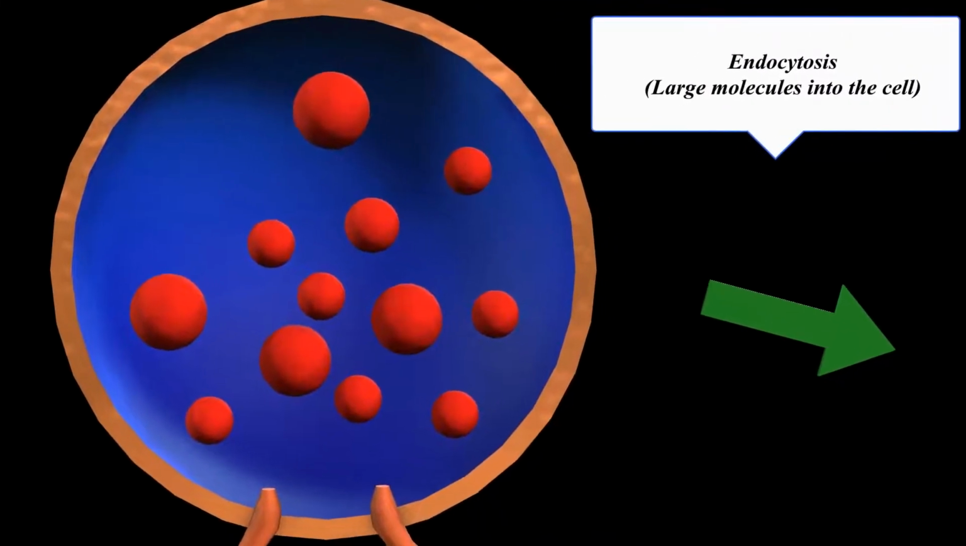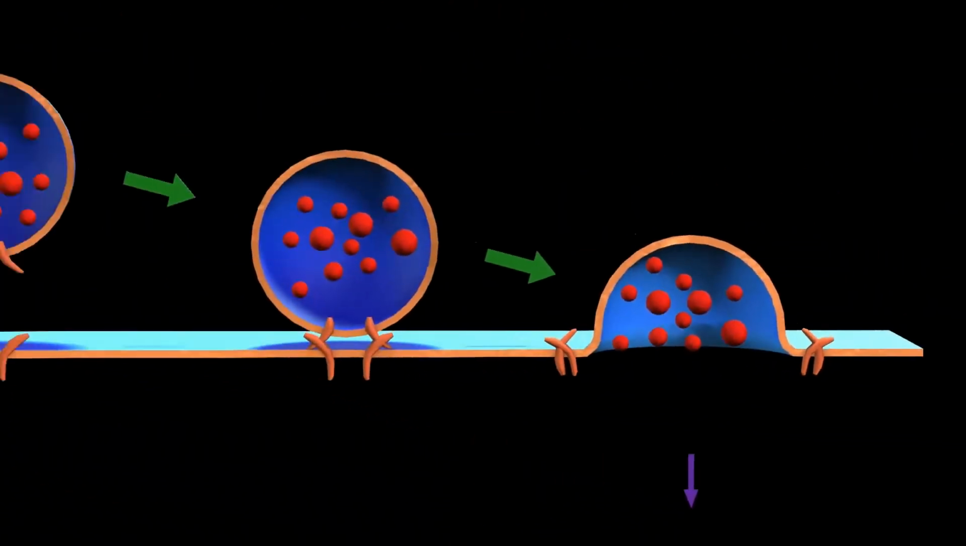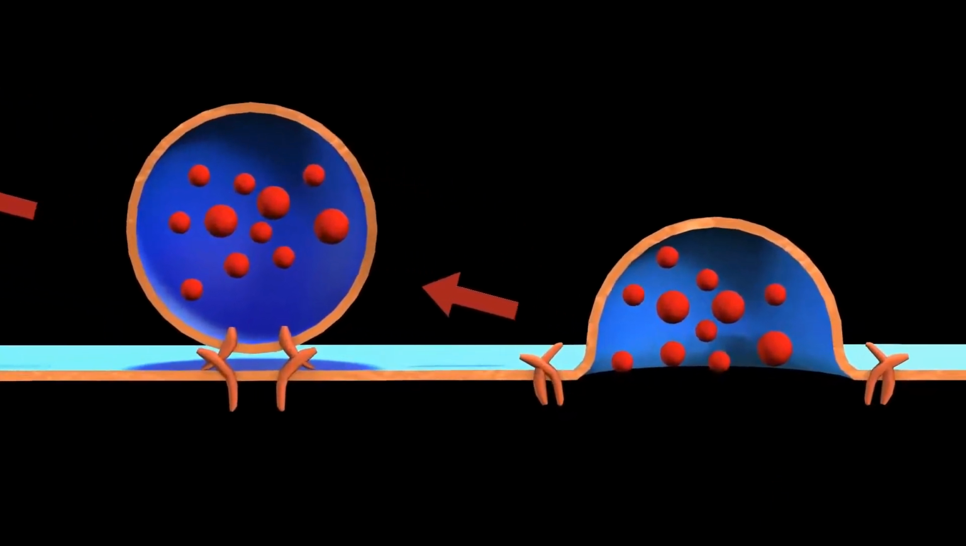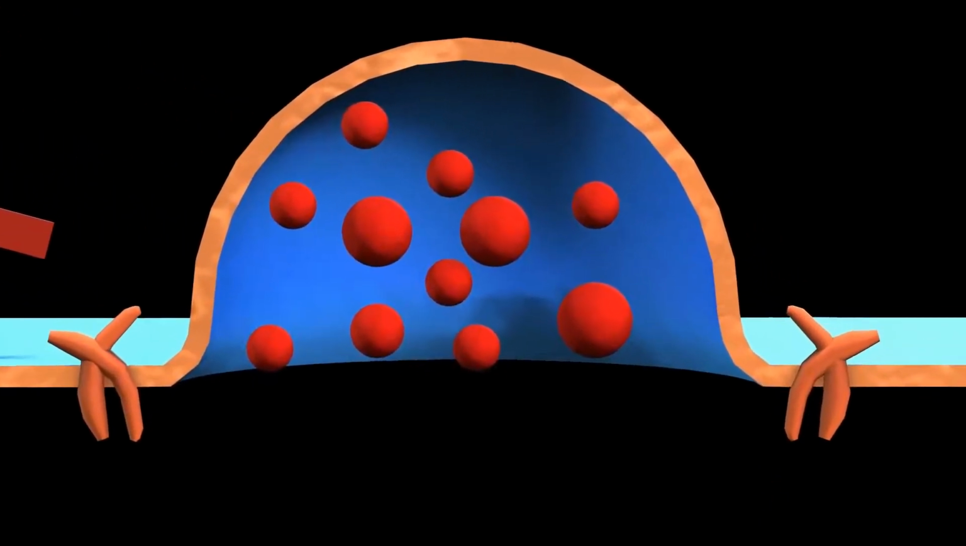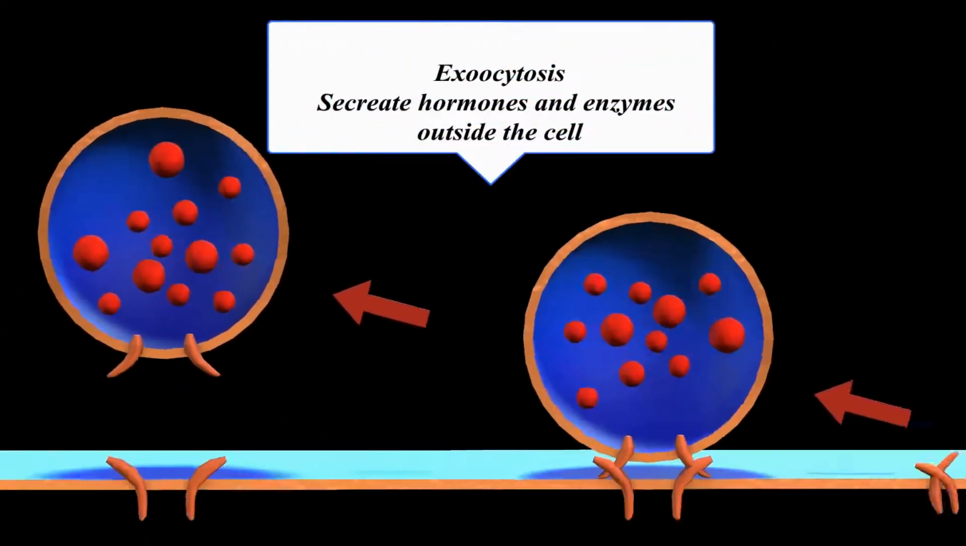Endocytosis transports large molecules, or even whole cells, by engulfing them. Exocytosis removes or secretes substances such as hormones or enzymes outside the cell.